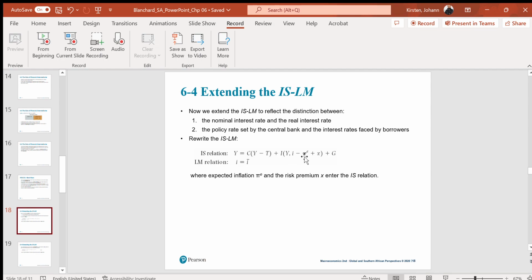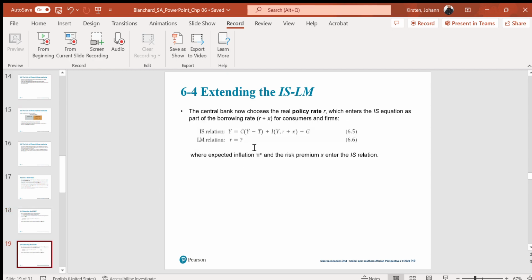And we need to understand that we add it here to the investment function, but we also need to understand what will happen to our investment, to our IS relation, if these values change, and that's what we're going to look at just now. Before we do that, let's think about the central bank and why they would look at the nominal interest rate in order to change the real interest rate. Because that is centrally what we want to do as a central bank.